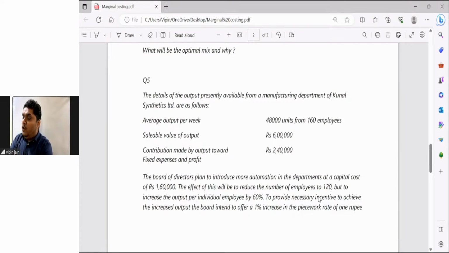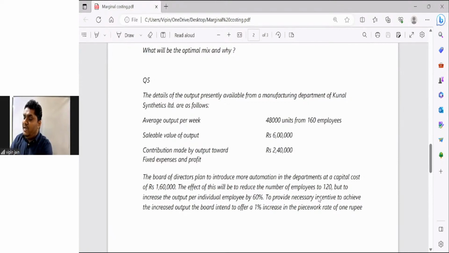The details of the output presently available from the manufacturing department of Kunal Synthetics Limited are as follows: the average output per week is 48,000 units from 160 employees. The saleable value of the output is 6 lakh rupees and the contribution made by output towards fixed expenses and profit is 2,40,000 rupees. So this is the current scenario.